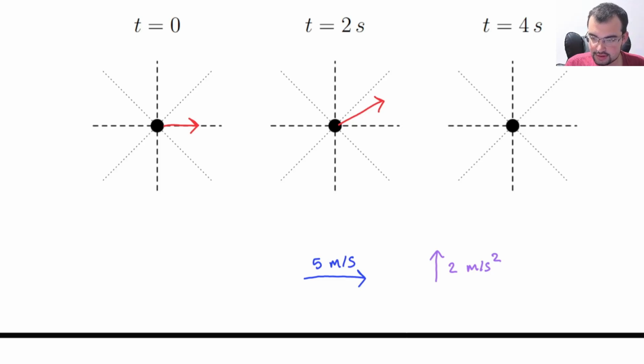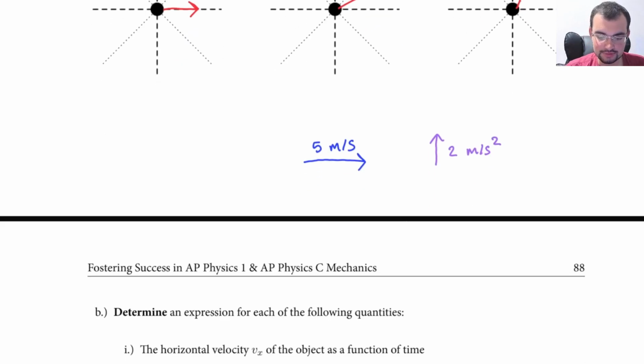And then at t equals 4 seconds, it's doing that again, right? It just keeps adding more and more vertical velocity. So that x velocity is fixed, but the velocity keeps getting more and more vertical. That's really all I was going for here, just to show that yes, it's still moving in the x direction, but its velocity is getting bigger and bigger in the y. So it's going to approach that y axis.